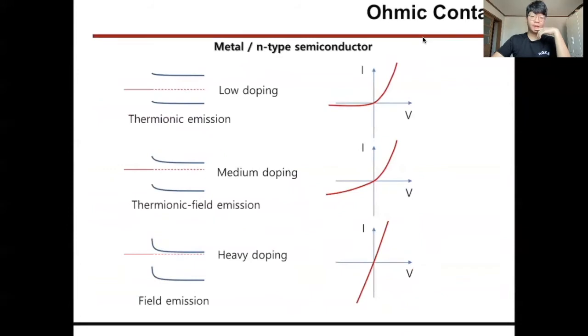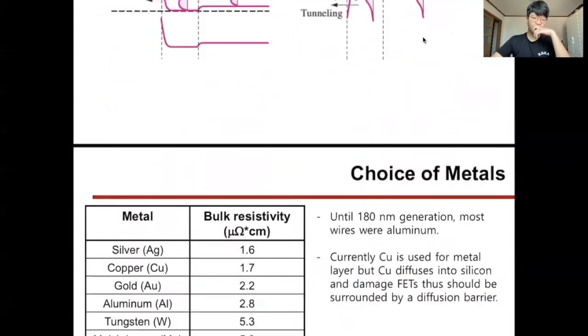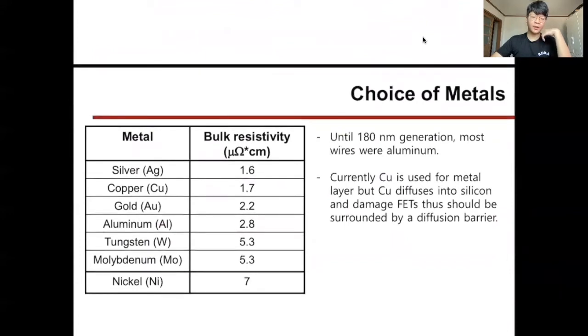For the ohmic contact, we have to try to deliver the carriers between metal and semiconductor, or semiconductor and metal, using field emission, which means it uses quantum tunneling. To do so, we need to heavily dope the source-drain contact. There are a lot of good conductors like silver, gold, and platinum. However, those materials are very expensive, so we do not use them nowadays.